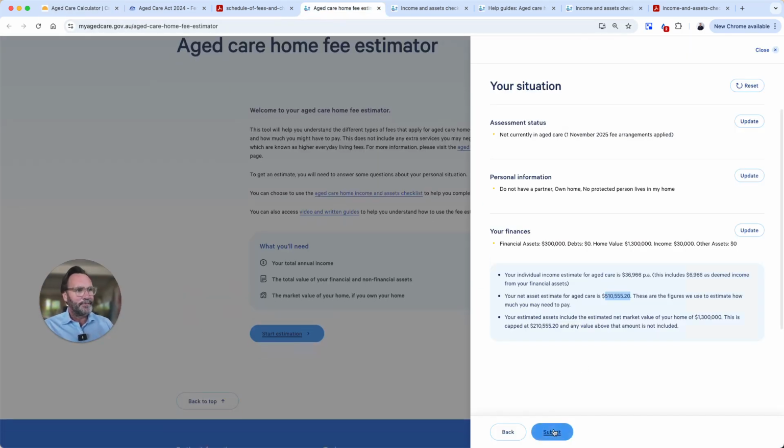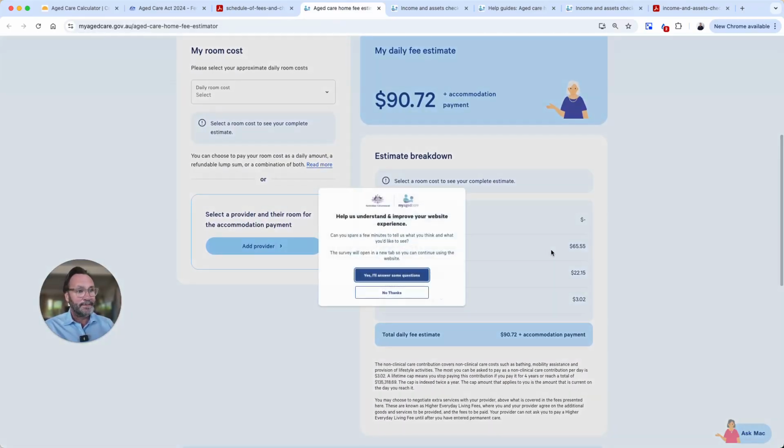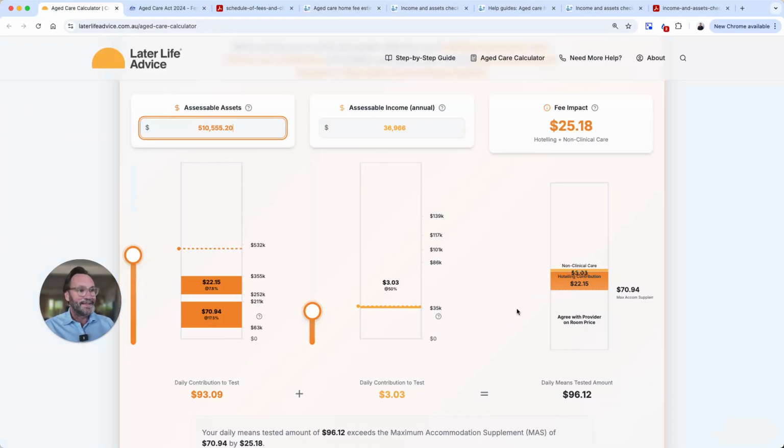So if we click through to the aged care home fee estimator, what their estimate says is that this is a basic daily fee of $65.55, which we're going to talk about subsequent to this. But this is the important bit: hotelling contribution of $22.15 and $3.02 non-clinical care contribution. So you can see how that works. Slightly messy formatting on my calculator, but the assets test has been assessed. The amounts between about 63,000 and 211,000 have been assessed at 17.5% and reduced to a daily rate. And then other assets in this band here, giving this contribution to the test.